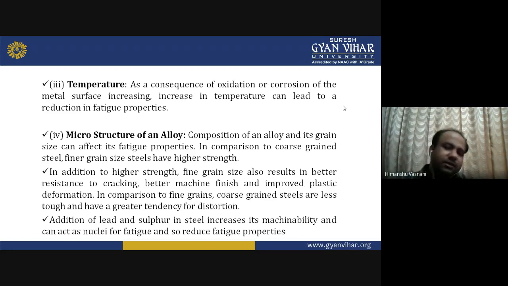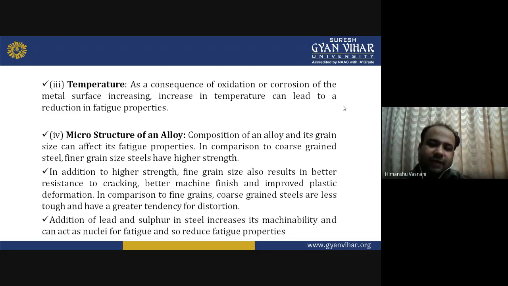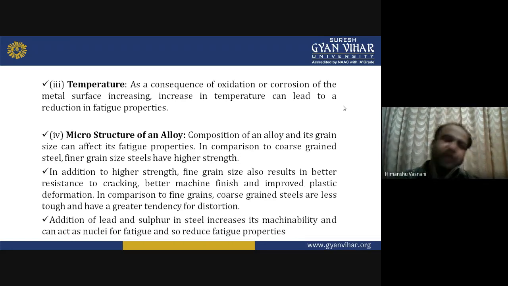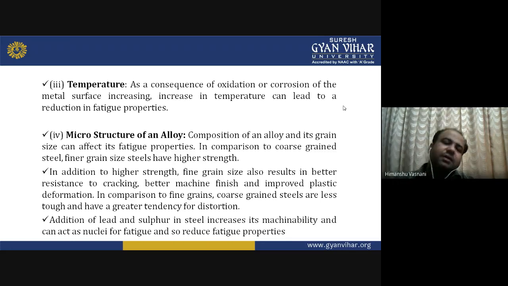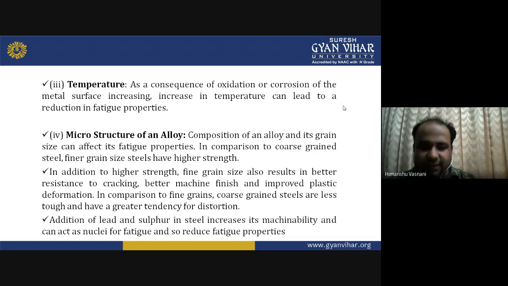In addition to higher strength, finer grain size also results in better resistance to cracking. If the grain size is fine, it will give you strength plus resistance to cracking. It will give you better surface finish, and it improves plastic deformation. So fine grain size has its own benefit. In comparison to fine grains, coarse grain steels are less tough and have a greater tendency for distortion. So try to have a structure with fine grain size.